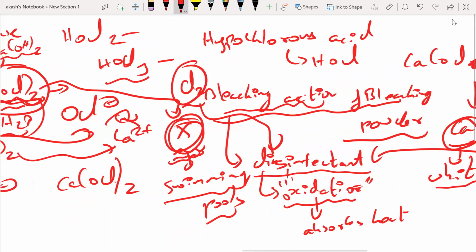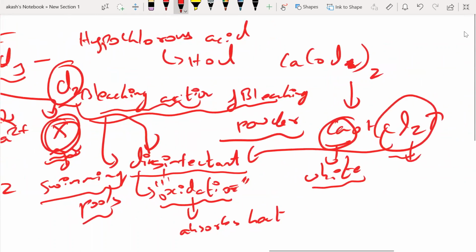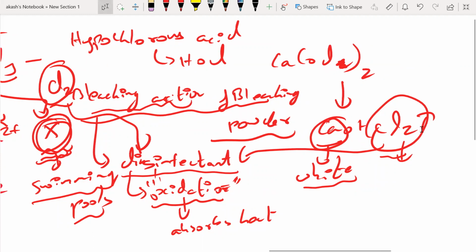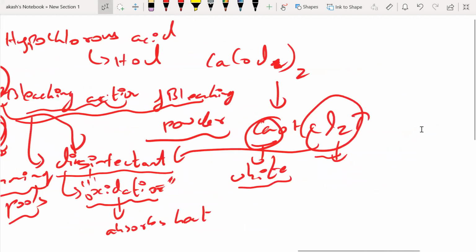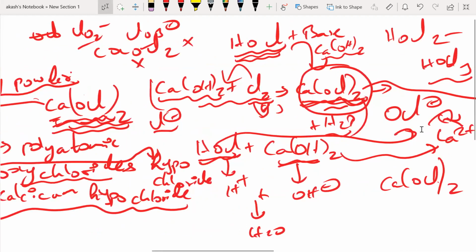How do you produce it, and how is it able to clean, or how is it able to be used as a disinfectant? Because of this reaction, because of chlorine gas evolved. Now, next, that is one of our salts. I told you that we're talking about the applications of the salts.